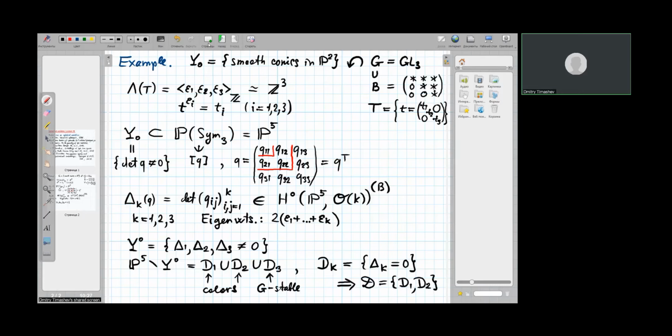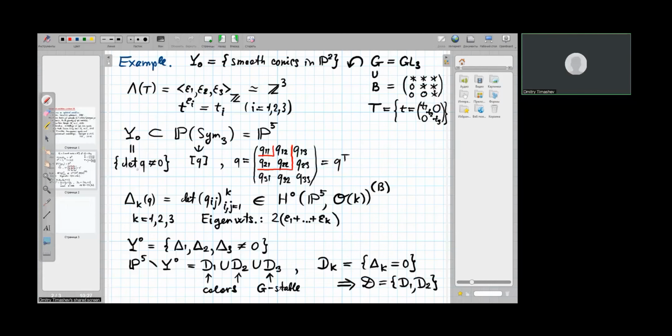Now we compute the weight lattice. Hey, what? Yes. D3 is G-stable since, oh, I see, because it is given by vanishing of the determinant, and this condition is G-stable.